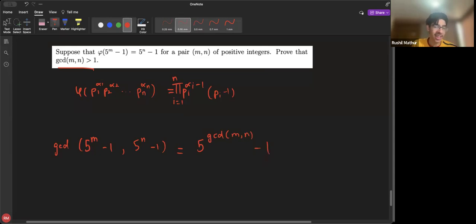The proof of this is that you can subtract 5 to the n from here, so you get something like 5 to the m minus 5 to the n, which you can rewrite as 5 to the m minus n minus 1 times 5 to the n. But 5 to the n is co-prime to 5 to the n minus 1, so you can drop this factor. And then basically you do Euclid's algorithm on these exponents. You went from m, n to m minus n, n, and you can keep repeating this until you end up with the GCD of m and n.